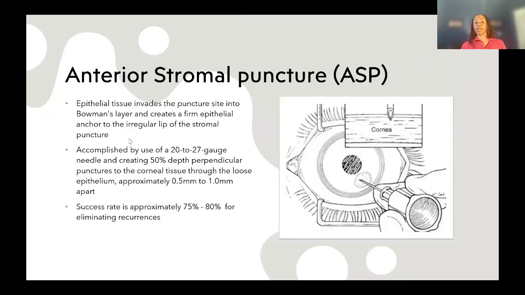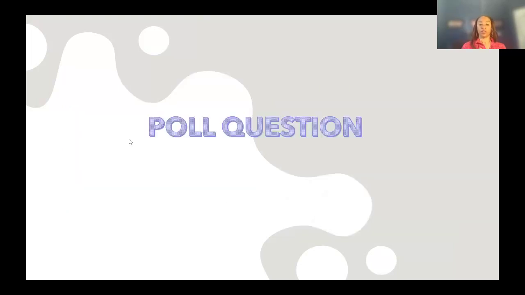Another procedure we can look at is an anterior stromal puncture. The success rate for reoccurrence is pretty high. If we do this, 75 to 80% of patients will not have a reoccurrence. Again, this needs to be an active RCE situation, and you're essentially taking a 20 to 27 gauge needle and creating 50% depth perpendicular little punctures into the anterior stroma. What we're doing is creating epithelial plugs that will hopefully allow that area to tighten up and not have that RCE again. So I think it's time for a poll question.